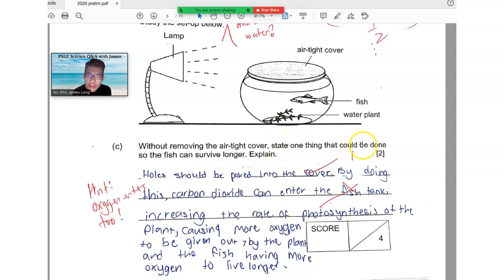State one thing that can be done. First requirement of the question, state it. Second one, explain it. So this child gave a good answer: holes can be poked in the cover. 1 mark for the stating part, but the explanation part is not correct.